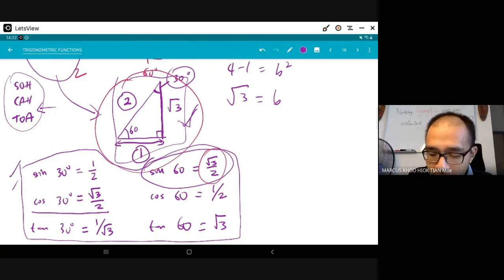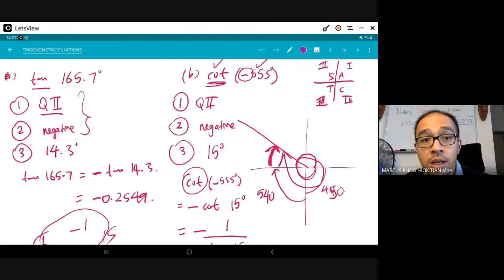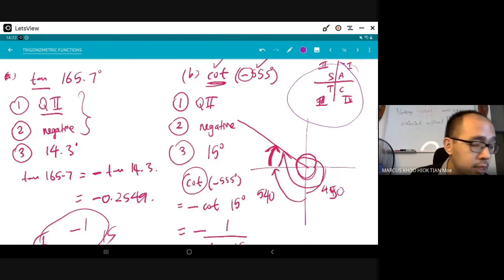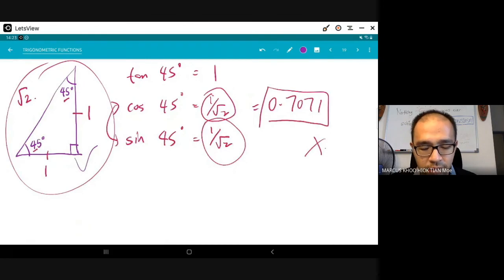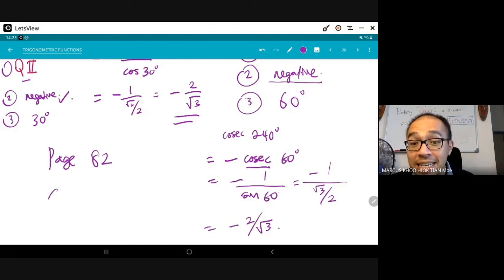For other angles, like the one that we did much earlier, 165.7, we use the 3-step method. Identify the quadrant, identify whether it is positive or negative in value using this as a guide, and then find the base angle and combine them all together. So what I want you to do today is the same thing in your workbook, page 82. And I shall not get the question wrong this time, Deschanel, so I shall make sure that I get it correct. Page 82, question C and D.